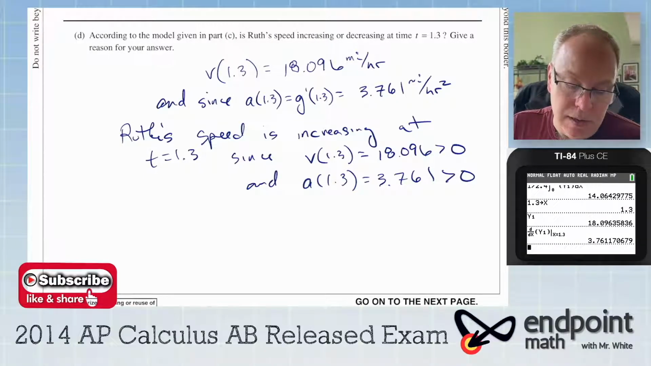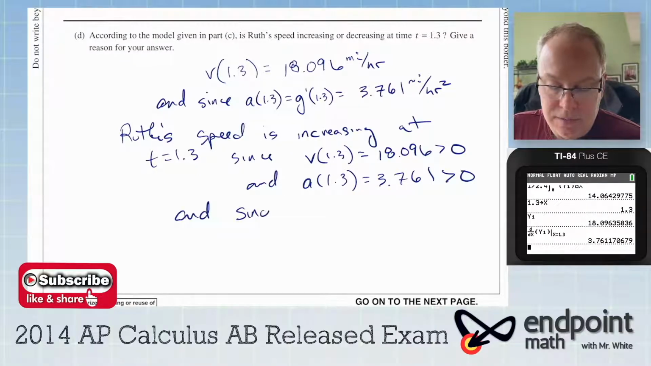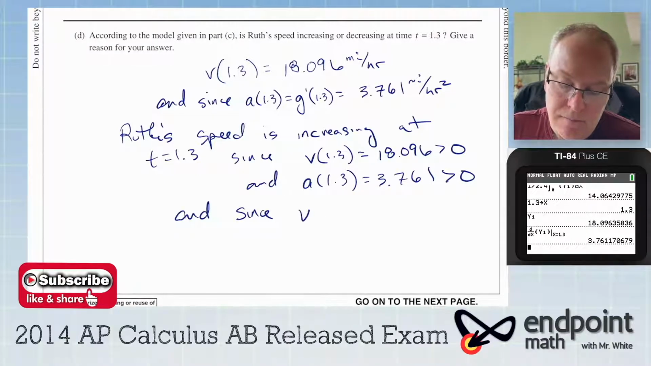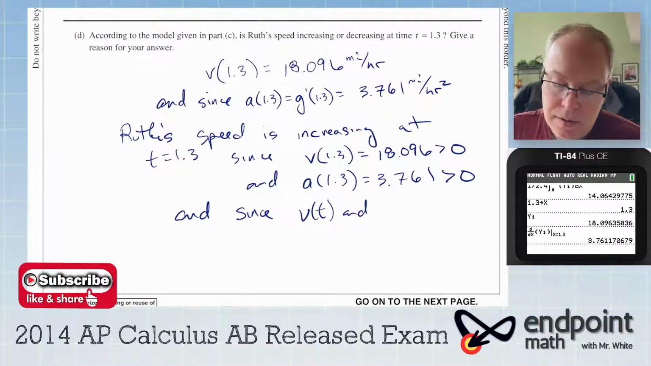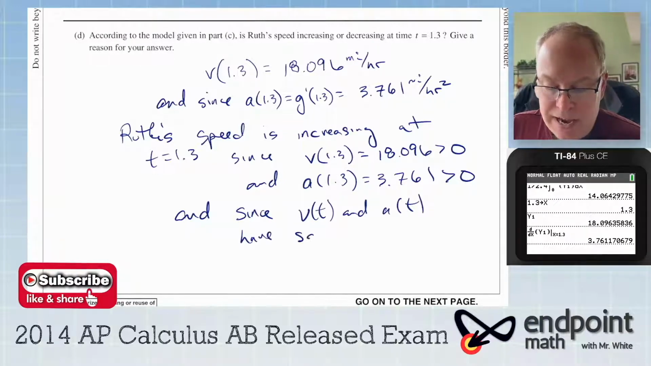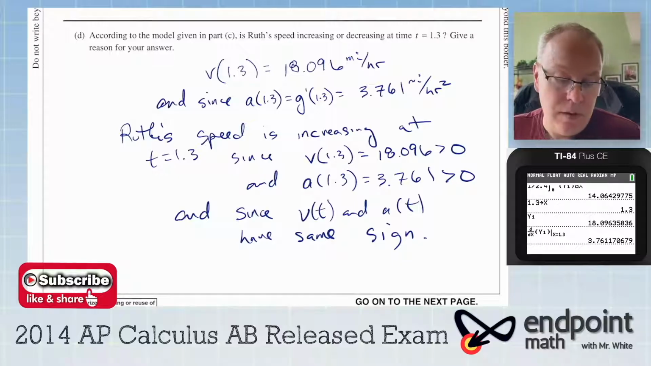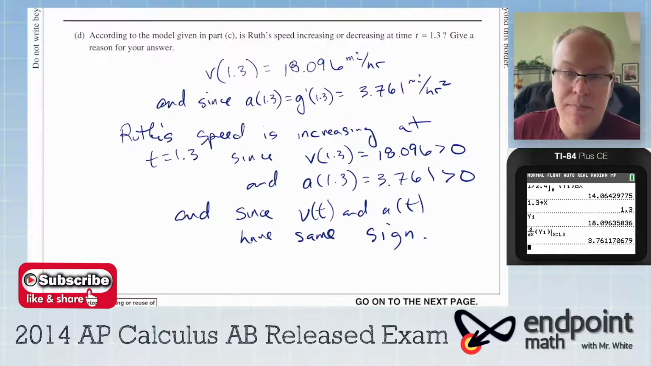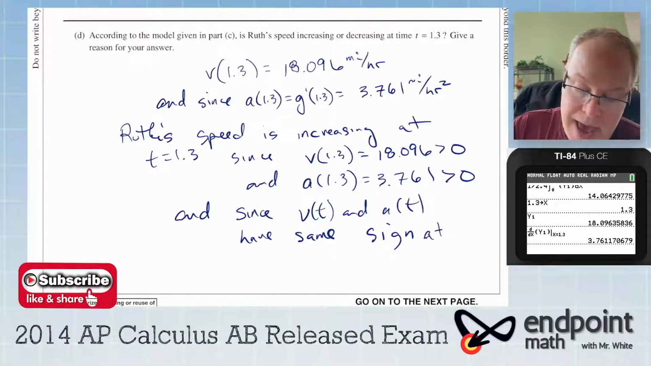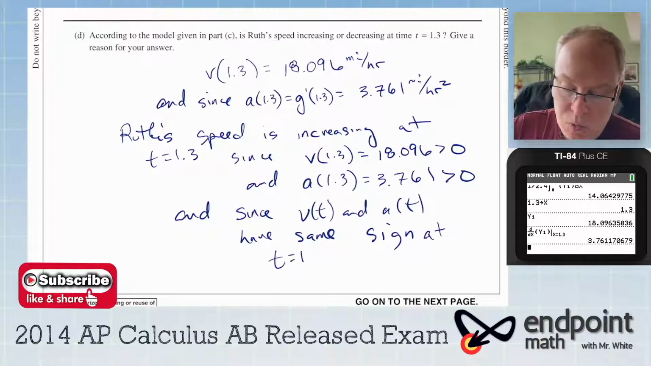Speeding up since velocity and acceleration have the same sign. All right, so it's important to say that you recognize that velocity and acceleration need to have the same sign, maybe at t equals 1.3.